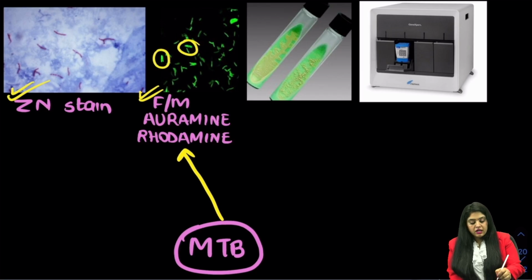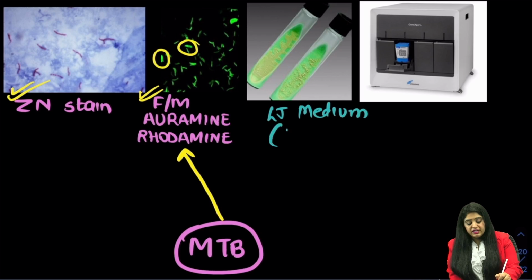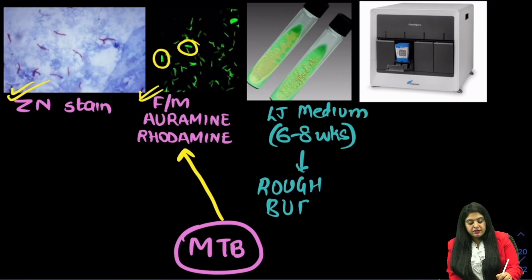Done. What is the culture media? We have the Lowenstein-Jensen medium. And what kind of colonies? First of all, this takes a lot of time. This takes approximately 6 to 8 weeks to grow. And what kind of colonies do you have? It's a mnemonic. We call it rough, buff, tough colonies. Rough, buff, tough colonies is what you get on LJ media.